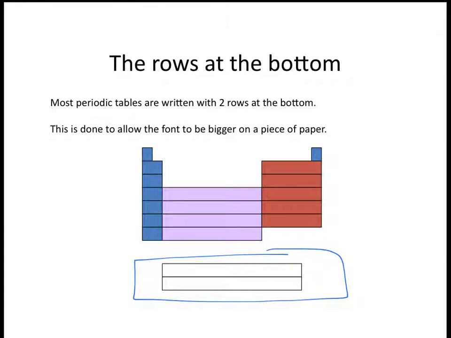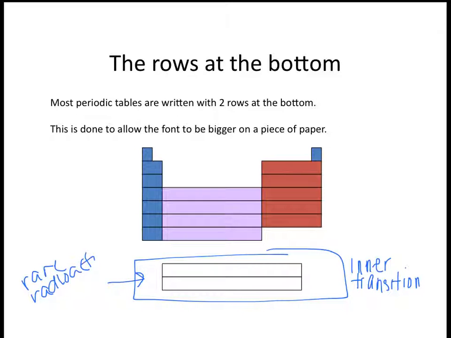These are called the inner transition elements. Before a gentleman named Glenn Seaborg moved these 2 rows down, they used to belong to the main portion of the table, and in the next slide you'll see what that looks like. These are the elements that are more recently found. They're kind of rare. They're radioactive. They don't have a lot of function in our society.